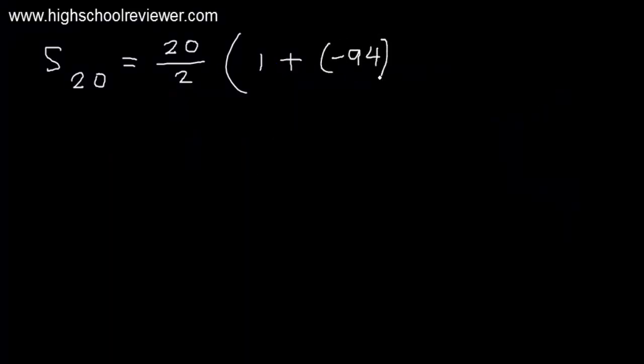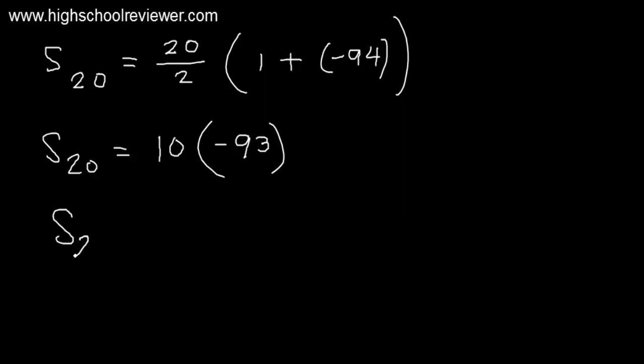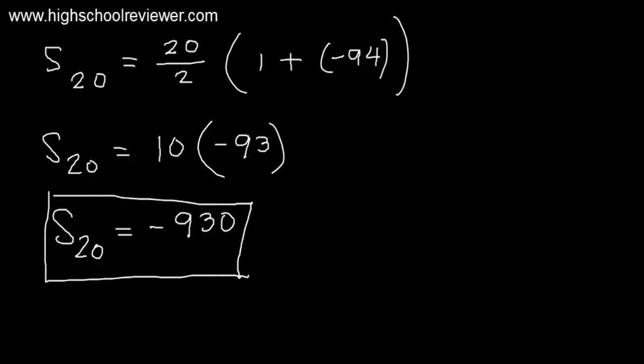negative 94. So our sum of all terms will be 20 divided by 2 is 10. Multiply this by 1 plus negative 94. This will be negative 93. So the sum of all terms now will be 10 multiplied by negative 93. This will be negative 930. So therefore, the sum of all 20 terms of the given is negative 930. And this is our final answer.